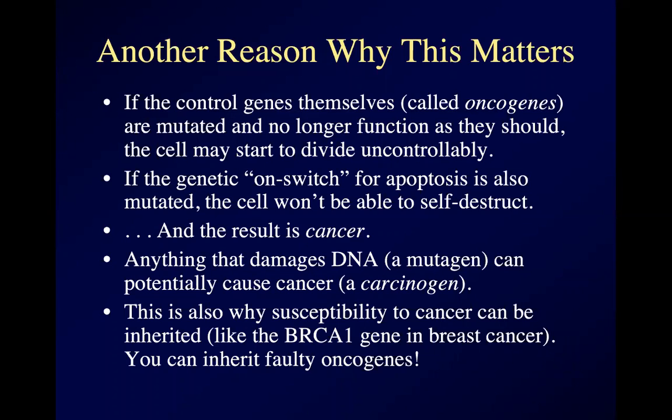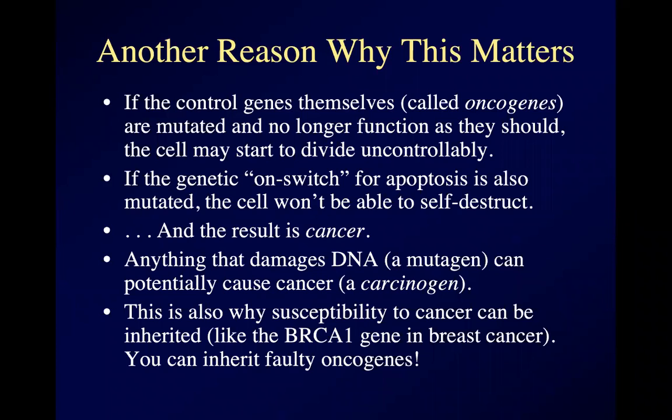And incidentally, you can inherit faulty oncogenes, and this is why some types of cancer tend to run in families. You don't really inherit cancer, but you can inherit oncogenes that are more prone to mutation, that may not work as well as they should. One example of this is BRCA1. If you inherit that gene, you're at an increased risk of developing breast cancer. So that's why some types of cancer can run in families.